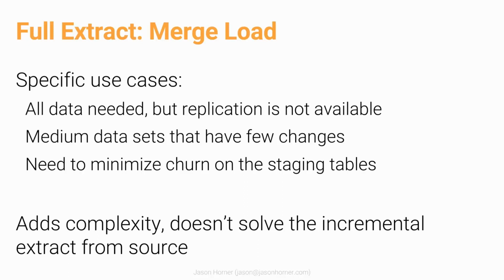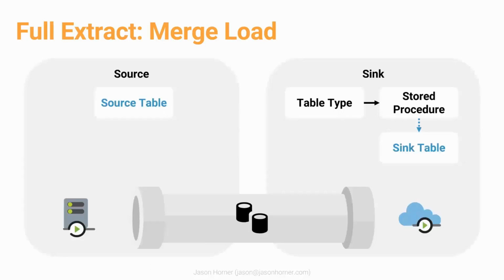So full extract, if I don't have a reliable way to do delta detection at the source, I've got to get the data out of there. And what I'll do is I'll have my source table. I'll define a table type variable and use a stored procedure to insert the data into the sink table. And the reason why I do this is because I can actually do some transformation within that stored procedure that I can't in a standalone copy.